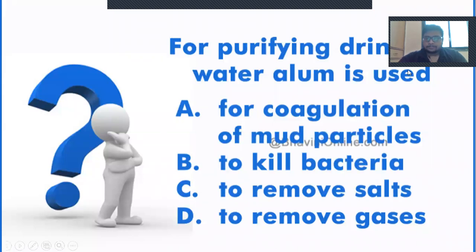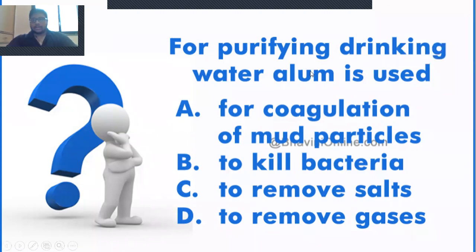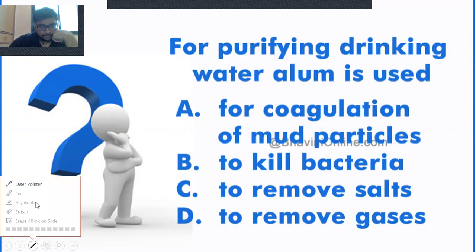For purifying drinking water, alum is used. Okay, so for purifying drinking water, alum is used. Now, why is that so? See, there are many methods actually for this, and there are many reasons also. For purifying drinking water, alum is used, because, see, I'll explain in just a second.